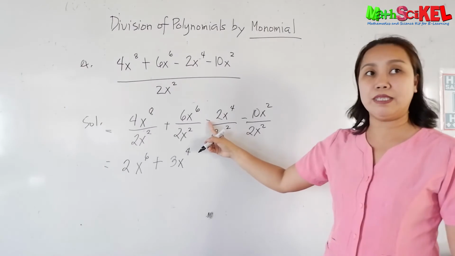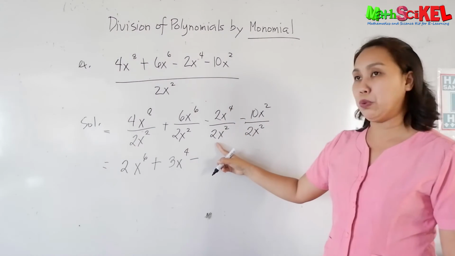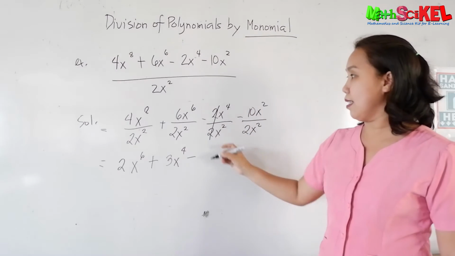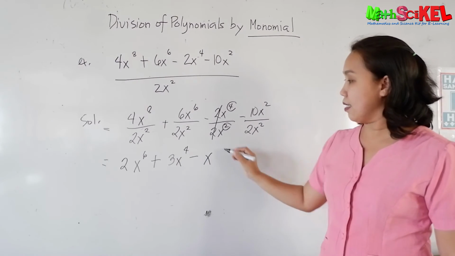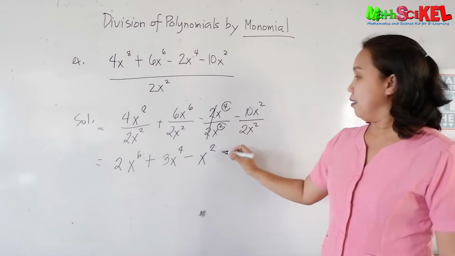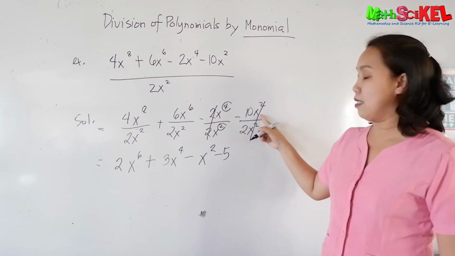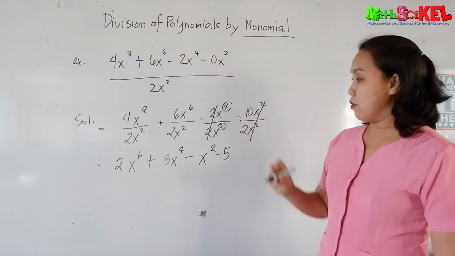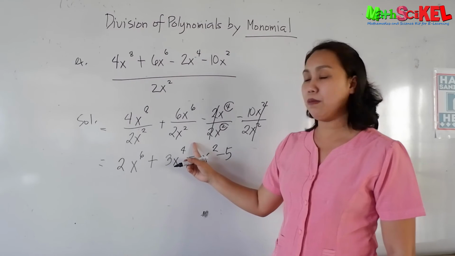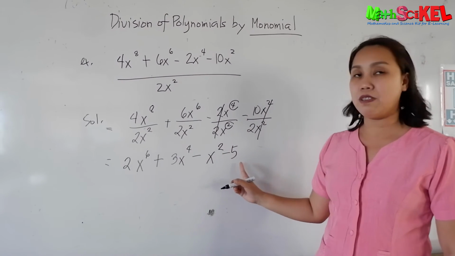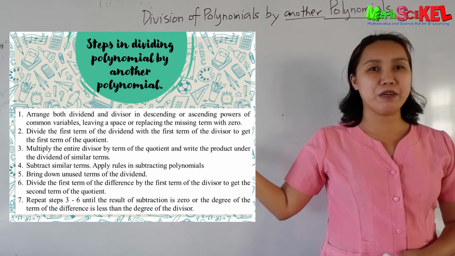As you can see, we now have the negative. So, negative divided by positive, the answer is negative. 2 over 2 is only 1, or simply cancel. So, 4 minus 2 is 2, so it should be written as x squared. And lastly, negative 10 over positive 2 is negative 5. Cancel because they have the same variables and exponent. So the final answer is 2x to the 6th power plus 3x to the 4th power minus x squared minus 5. Nice try!